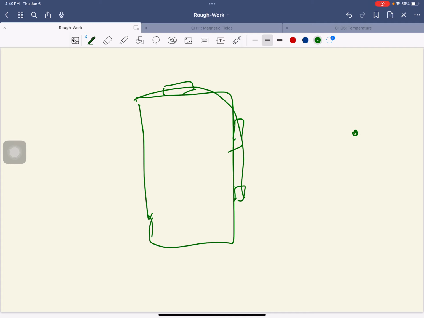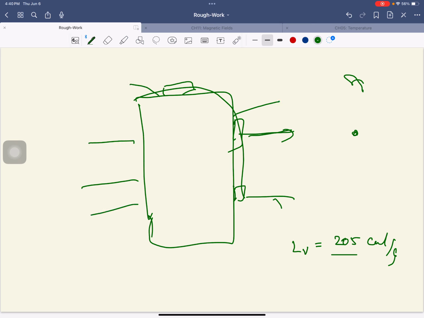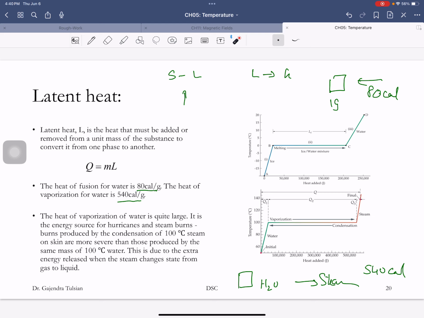The atmosphere doesn't have alcohol, and alcohol will evaporate and cool you down. Okay, except that the latent heat of vaporization of alcohol is about 205 calories per gram. Well, it's not taking off as much heat, but the advantage is the atmosphere never has alcohol, and this alcohol will evaporate fast. Okay, so this is one fast way to cool you down. So this latent heat is a very important idea.